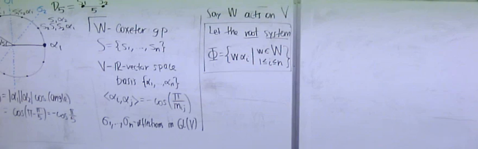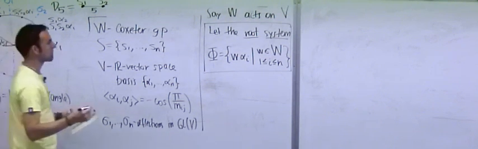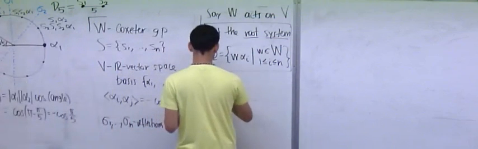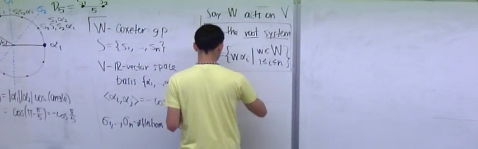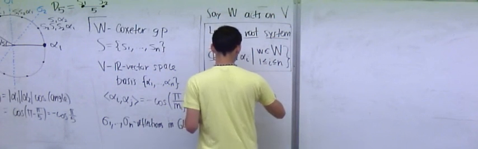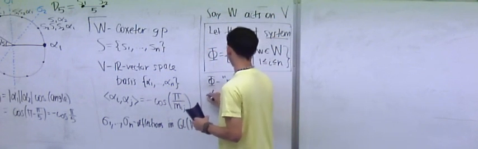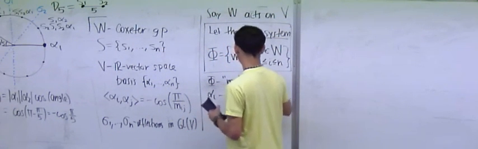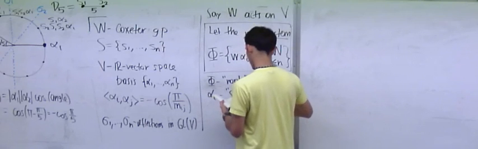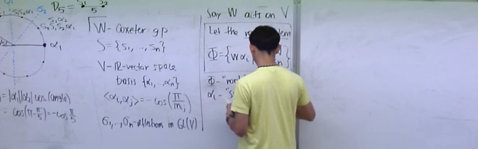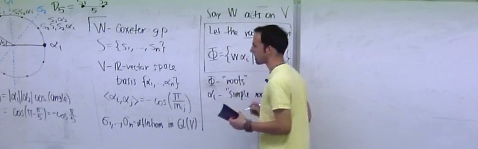Okay? And this is what root systems look like. Sometimes they're an infinite mess. Sometimes they're nice and finite. Now we call the elements of the root system roots. And we call the alpha i's simple roots. Okay?